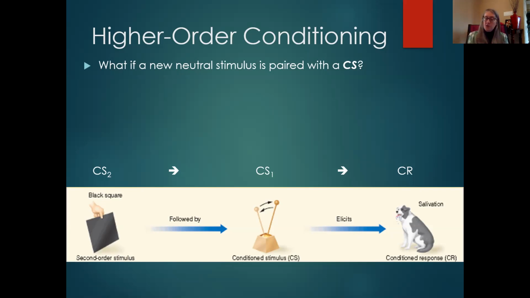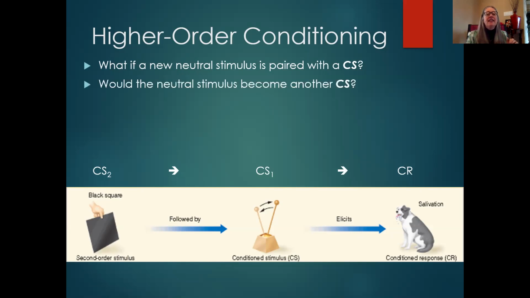When he's salivating to the metronome, we call it a conditioned response. When he's salivating to the food, we call it the unconditioned response. But now the dog is salivating to the metronome. What we're asking here with higher order conditioning is, what would happen now if we paired a black square with the metronome? So we went black square, metronome, the dog salivates, repeated many times. After many pairings of that, if we showed the dog the black square, would he salivate? Even though the black square has never been paired with food, would that happen?